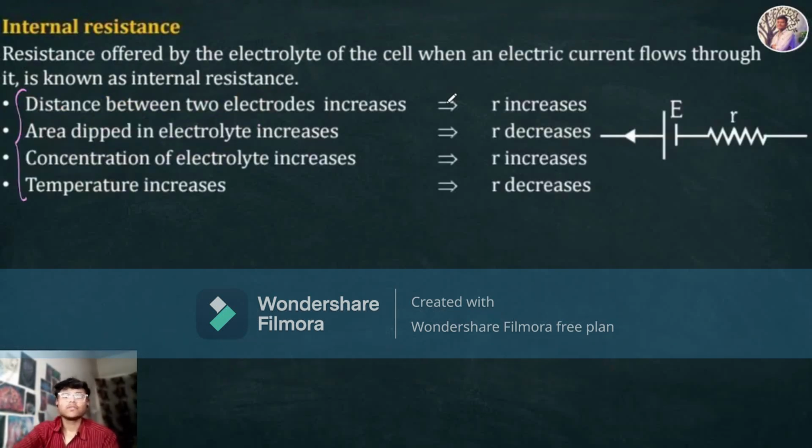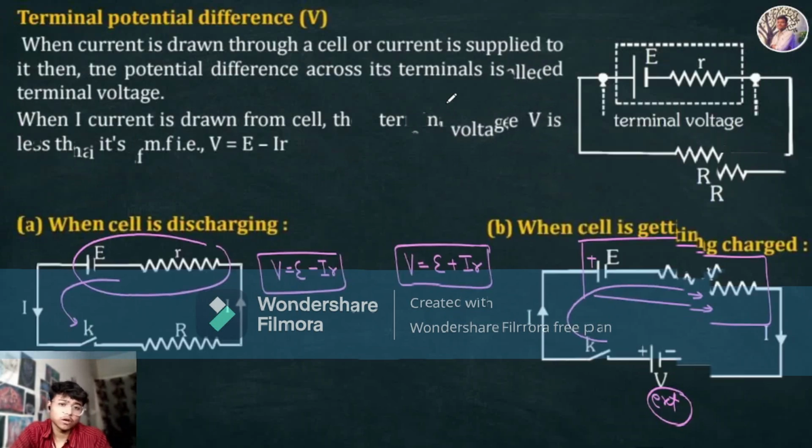Firstly, we see what internal resistance is. It is the resistance offered by the electrolyte of the cell when a current is flowing through it. So there will be some resistance offered by the electrolyte inside the cell. Okay, so it is internal resistance. It is denoted by small r.